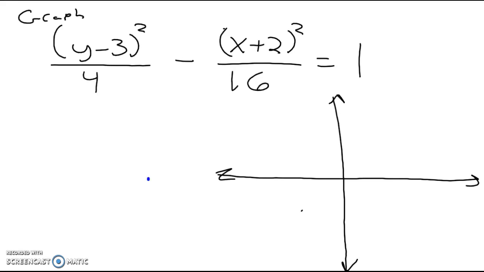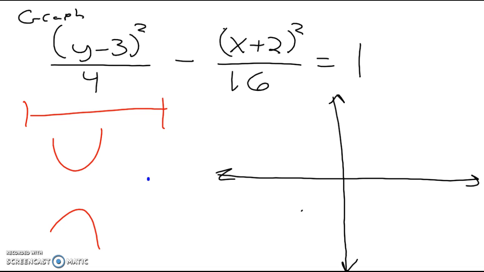So we're going to be graphing this hyperbola, and we can tell from looking at the format which direction it's going to open. Because we have y minus 3 squared over 4 and we're subtracting the x plus 2 squared over 16, we know that the hyperbola is going to open up and down.